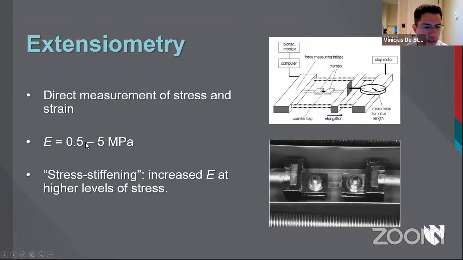And the reason for that difference is because there is some stress and strain preconditioning of that tissue before they actually measure, and depending on how the preconditioning is made by that study specifically, that can change the results a little bit. So most of the studies with extensiometry have found that difference that I was mentioning before, that you have an increased Young's modulus at higher levels of stress.